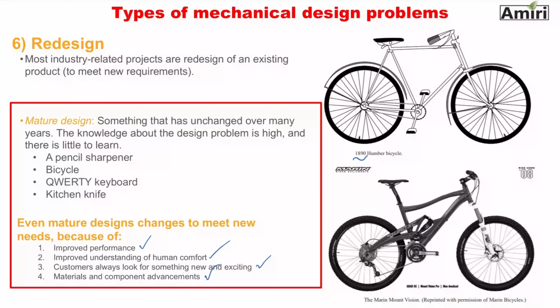So these 6 that we mentioned are typical types of mechanical design problems. And as we saw, something like original design or redesign might have other types of mechanical design within it that you have to do.